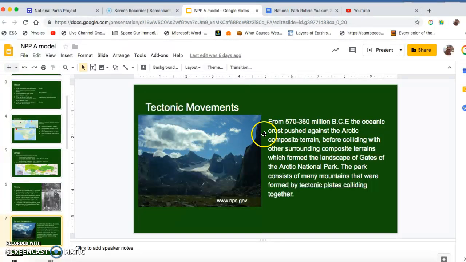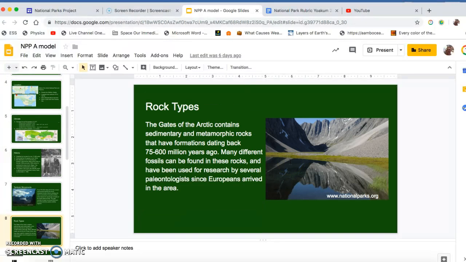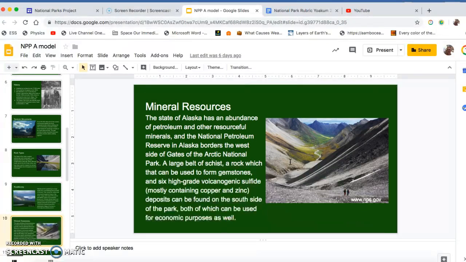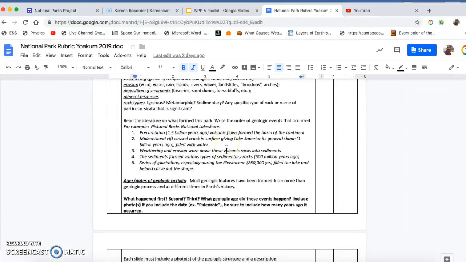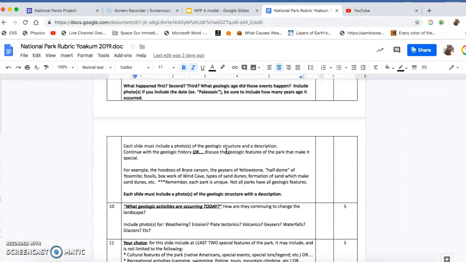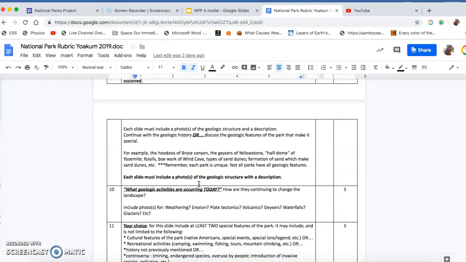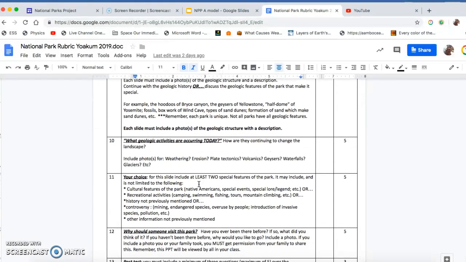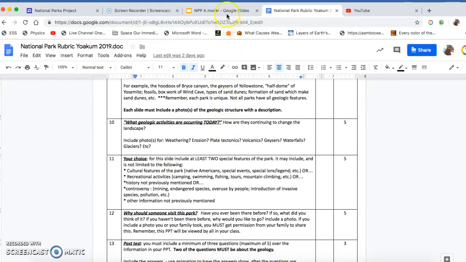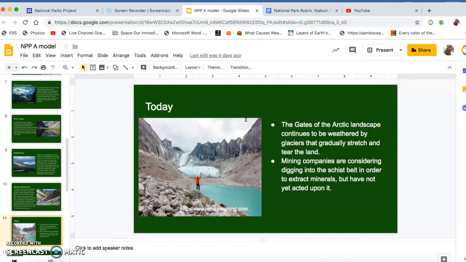And this student told us about the tectonic movements and the rock types, weathering at the park, and mineral resources at the park. So excellent choices of geology. Then there's more on the geology, so don't skimp on that. And then the big question is what's happening there today geologically. And they point out today there's continuing to be weathering and erosion, and also consideration of mining at the place.